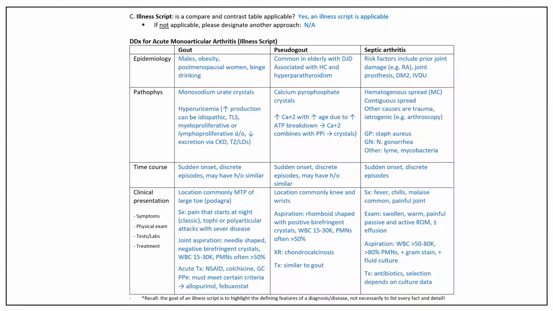So a good example would be if the student failed to mention joint aspiration results. This would be a really great feedback point and would hopefully stimulate a discussion regarding the workup plan and the importance of tapping a knee joint to make sure that we rule out septic arthritis.